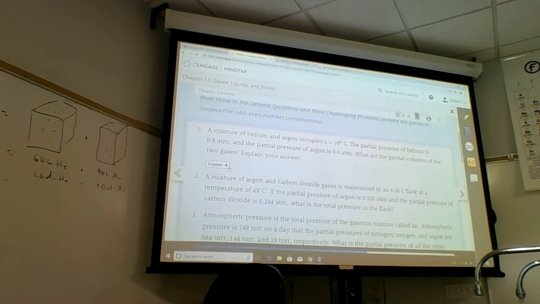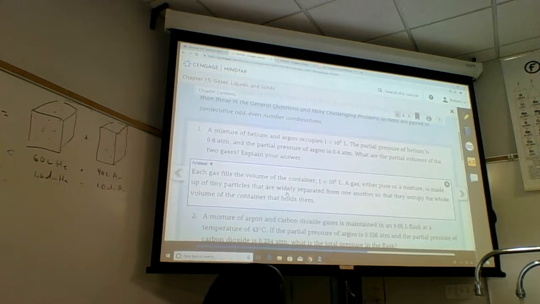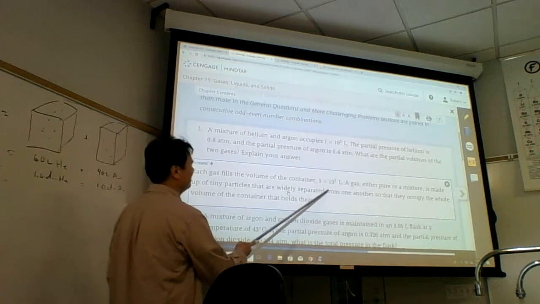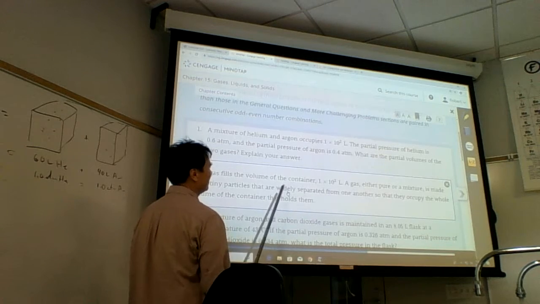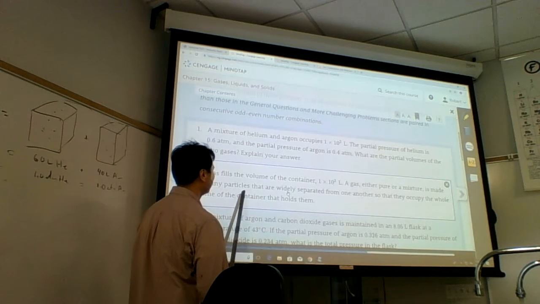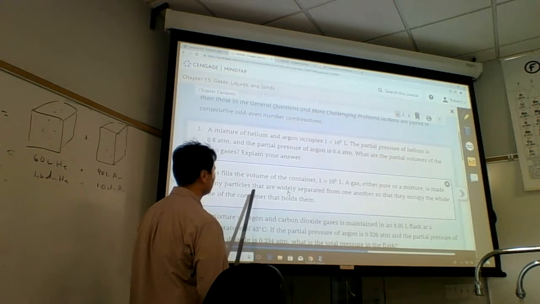So the volume of the helium is 60 liters. I guess I never read this answer. This answer doesn't make sense. Gas fills the volume of the container. The gas, either pure or a mixture, is made of tiny particles that are widely separated so they can occupy the full volume.